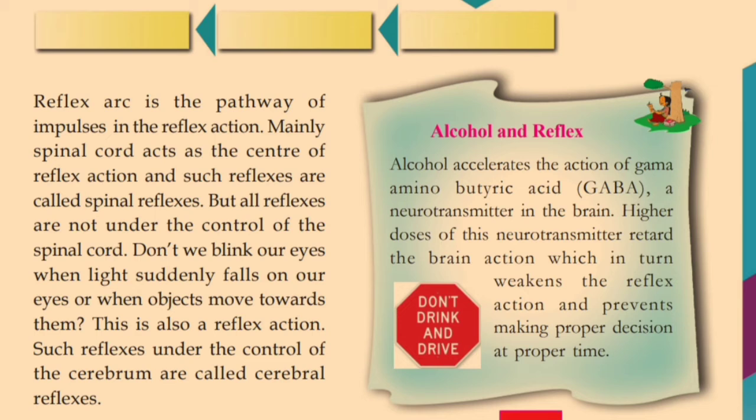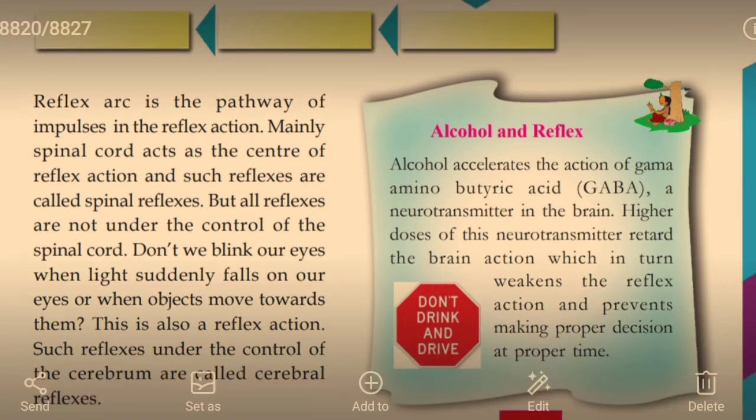All reflexes are not under the control of the spinal cord. The reflexes that come under the cerebrum are known as cerebral reflexes. The reflex arc is the pathway of impulses in the reflex action. Mainly the spinal cord acts as a center of reflex actions, and such reflexes are called spinal reflexes. But all reflexes are not under the control of the spinal cord. Such reflexes under the control of the cerebrum are called cerebral reflexes.